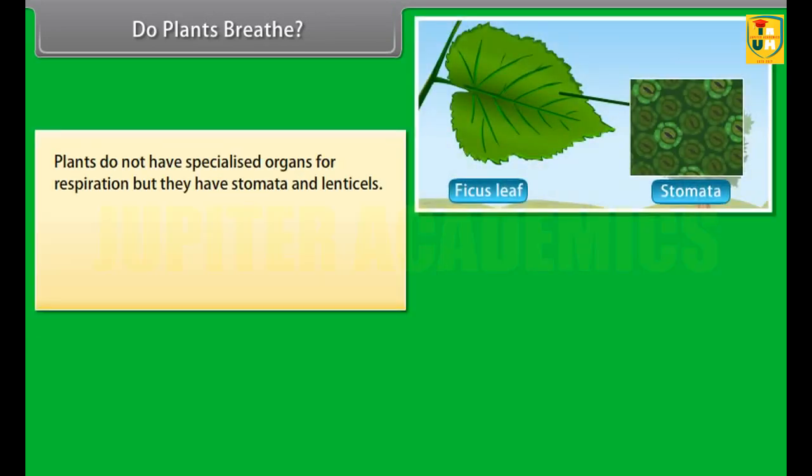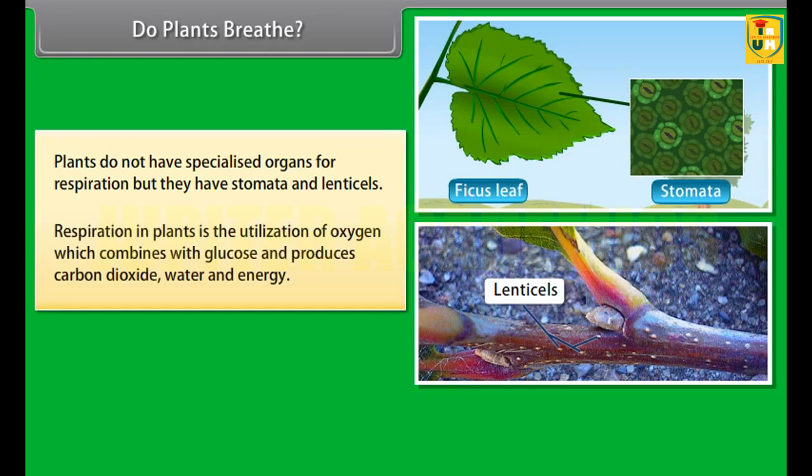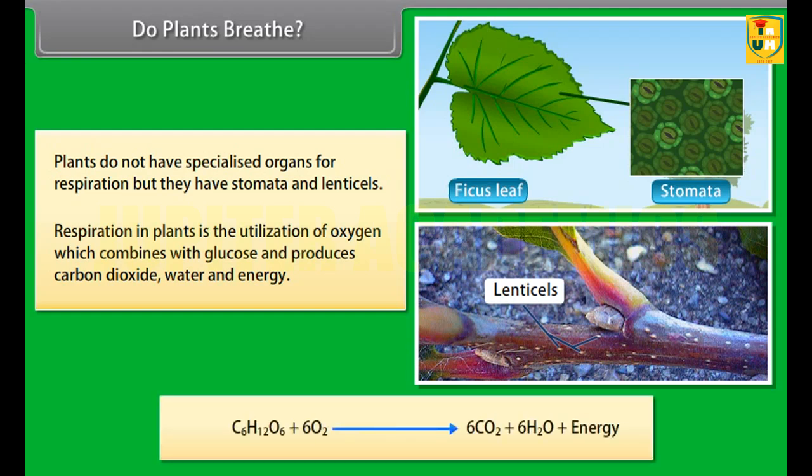Plants do not have specialized organs for respiration, but they have stomata and lenticels. Respiration in plants is the utilization of oxygen which combines with glucose and produces carbon dioxide, water and energy. The combustion of glucose gives carbon dioxide, water and energy.